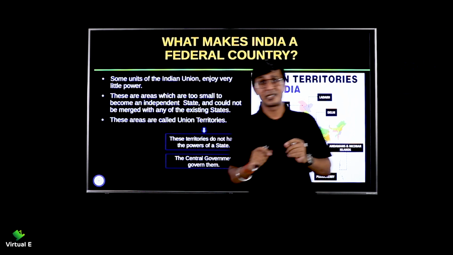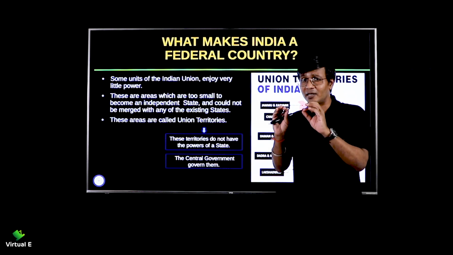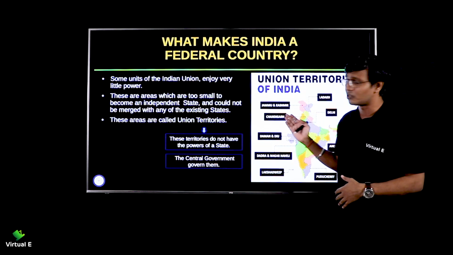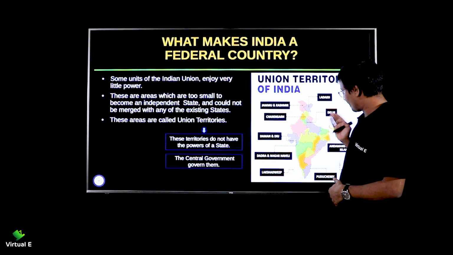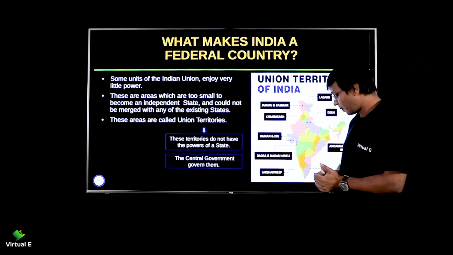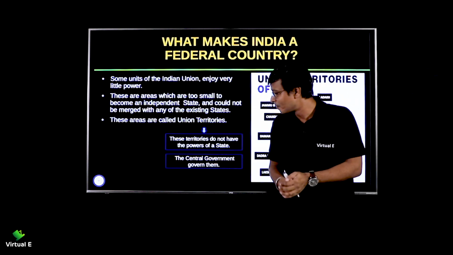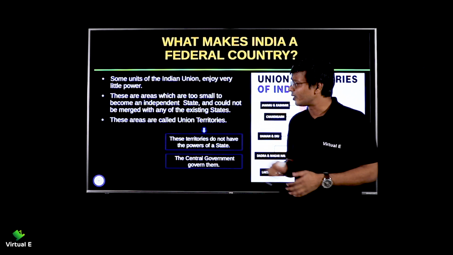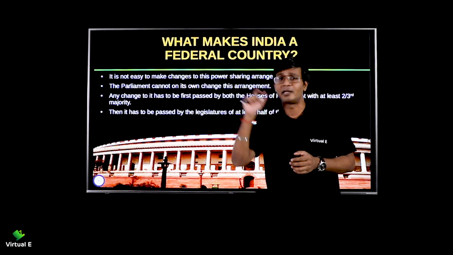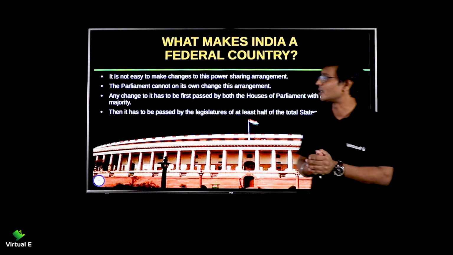Remember all the names. They can ask you just the names of union territories for 3 marks. The names are Jammu and Kashmir, Ladakh, Chandigarh, Daman and Diu, Delhi, Andaman Nicobar, Dadra and Nagar Haveli. Then you have Lakshadweep Islands and Puducherry or Pondicherry, whatever you are comfortable with. Now who is going to take decisions for these units? The central government takes decisions for these units.